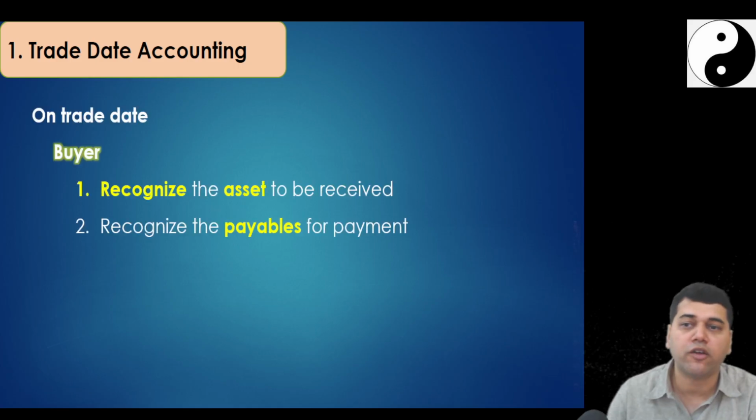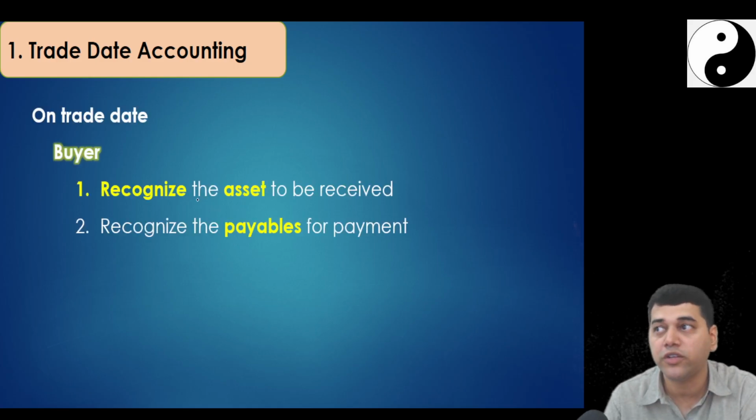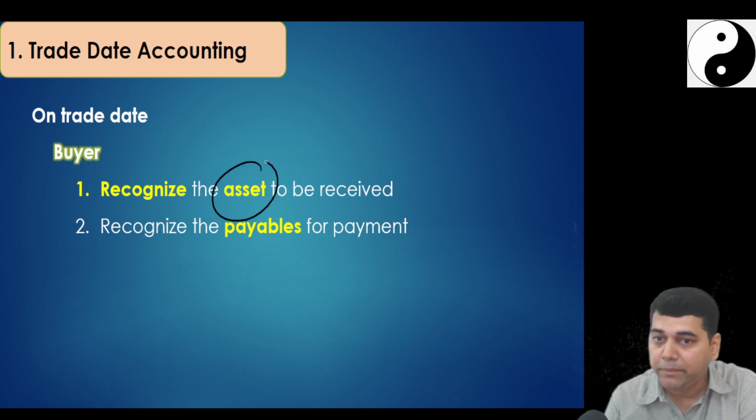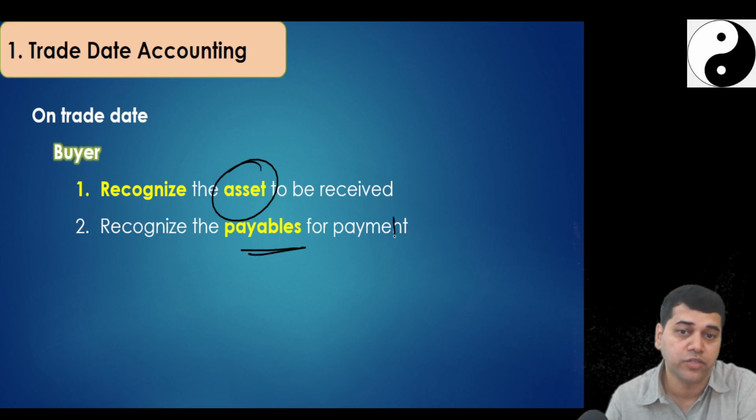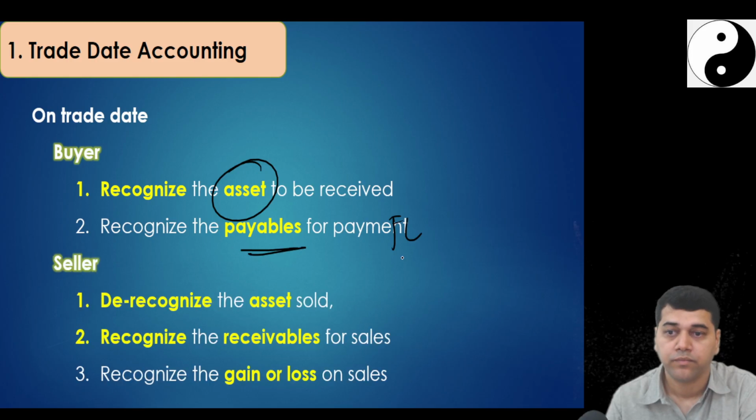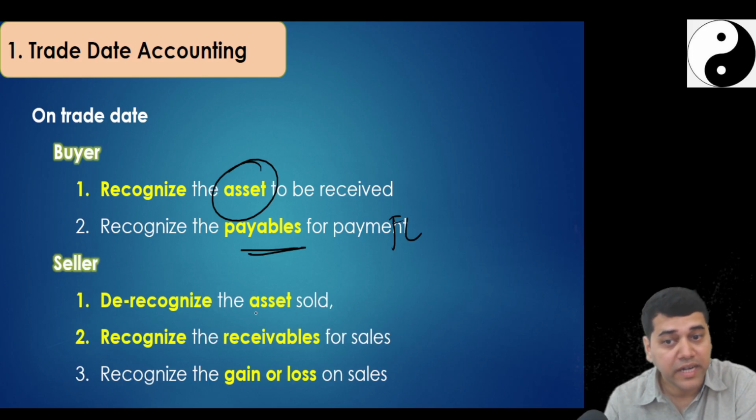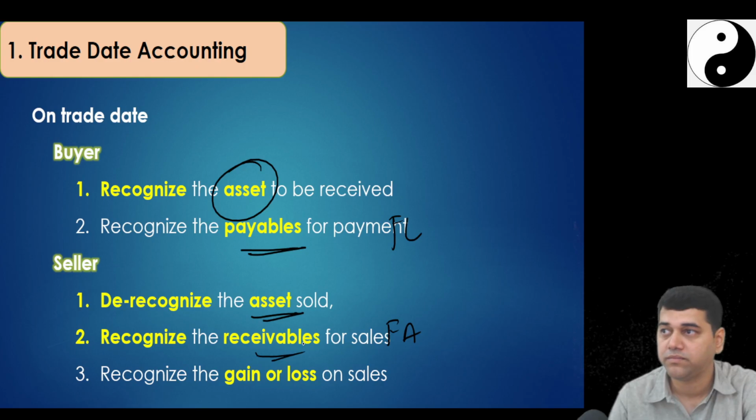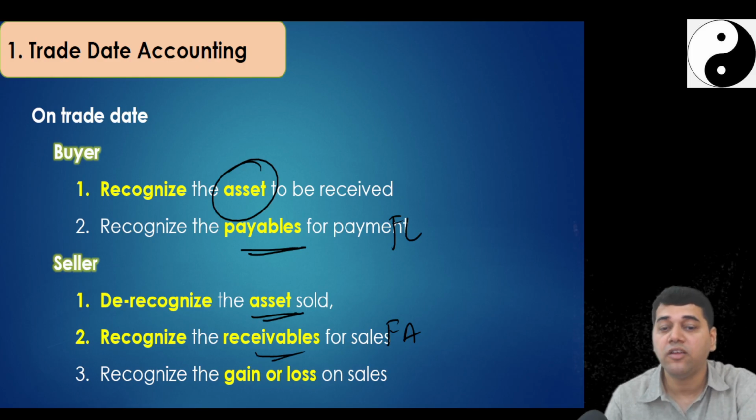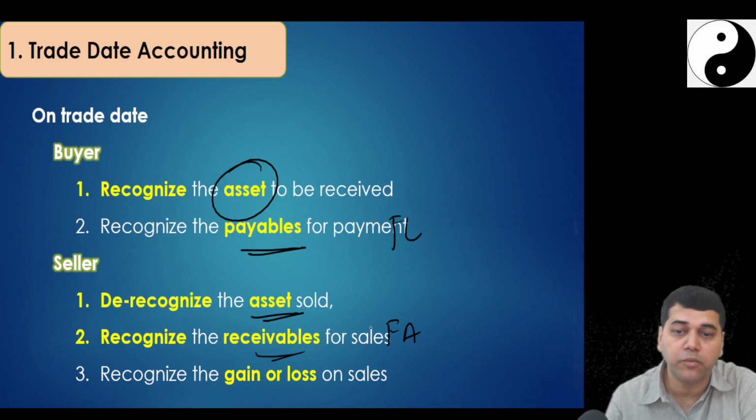So how is trade date accounting done? If you do it on the trade day, you debit the financial asset. Did you pay the money? No, so you credit the payables, which is a financial liability. The seller will credit the asset and debit the financial asset, because he has got a right to receive money from the customer.